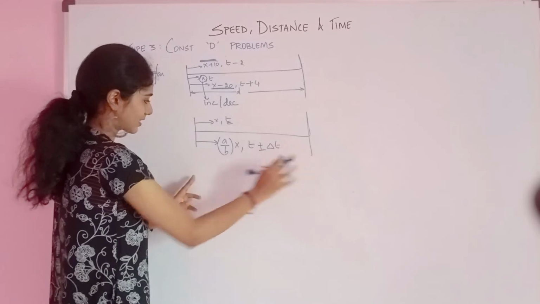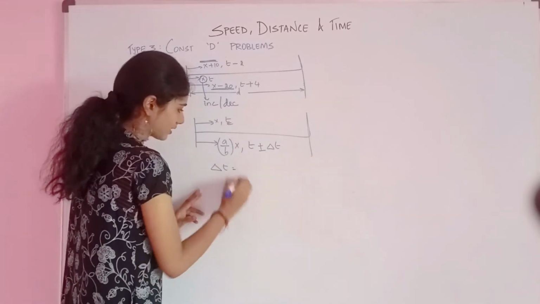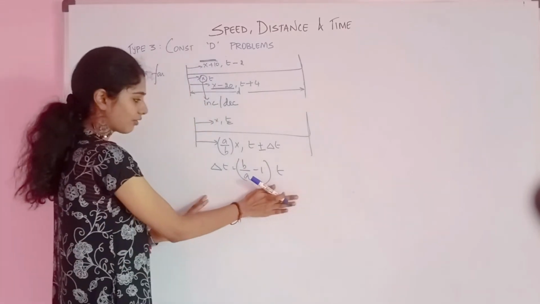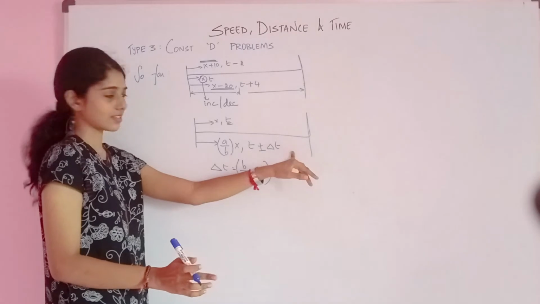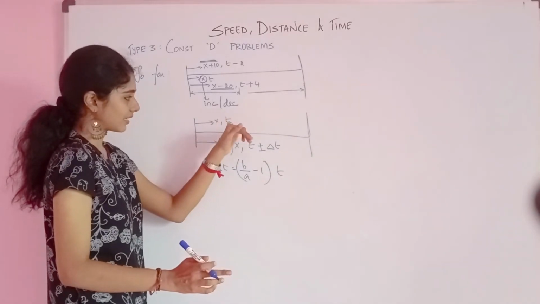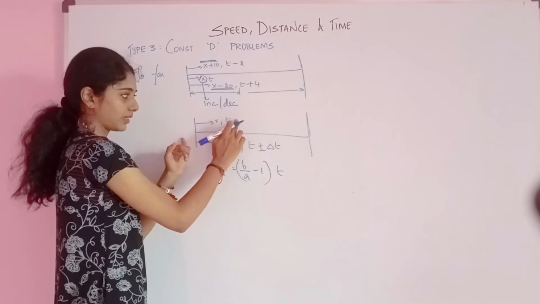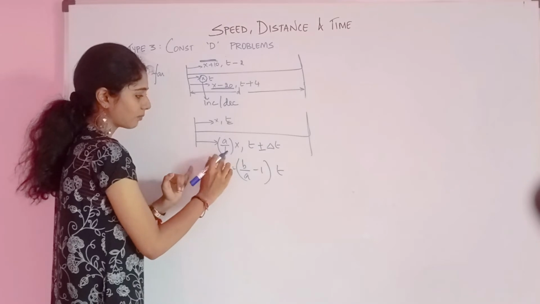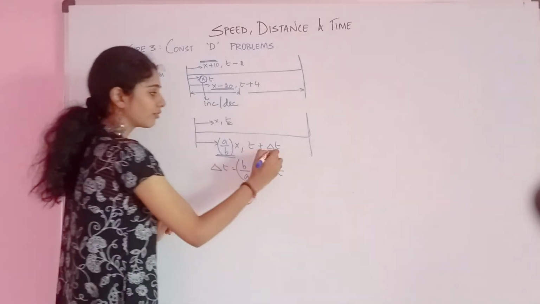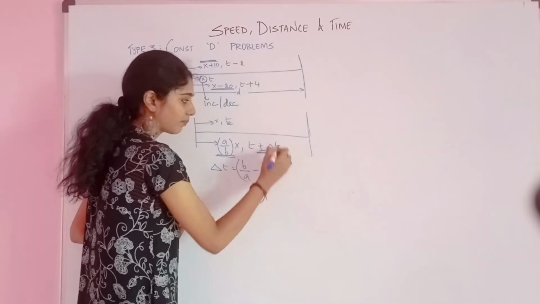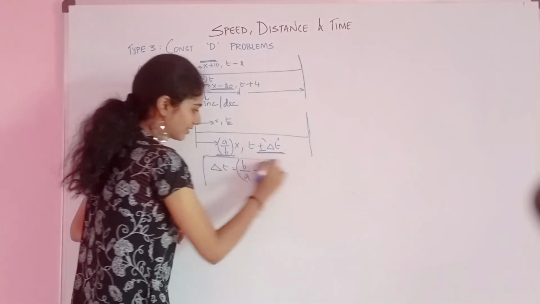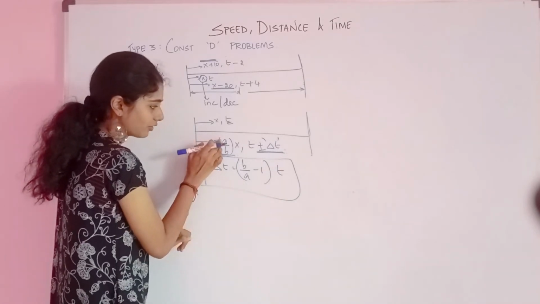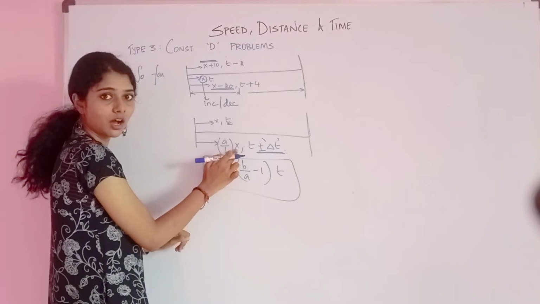So in cases like this, delta t can be written as b by a minus 1 into t. This is a formula that can be used in situations like this. If his original speed is x and he can cover the distance d in time t, and his original speed is multiplied by something of the form a by b, because of which his time has incremented or decremented by some delta t, then the formula is delta t is equal to b by a minus 1 into t. That is the reciprocal of the multiplicative of the speed. I hope it's clear.